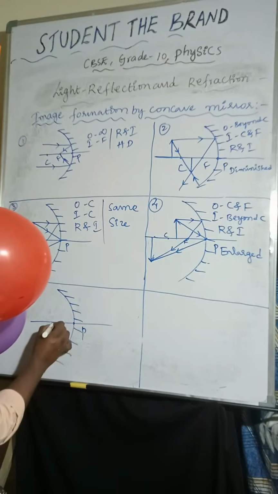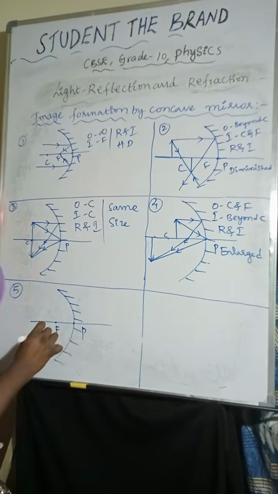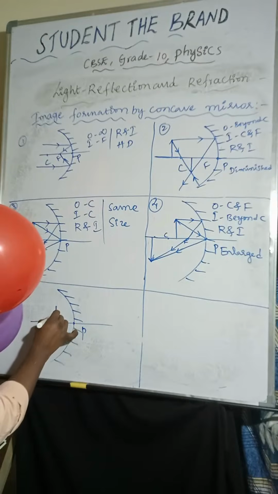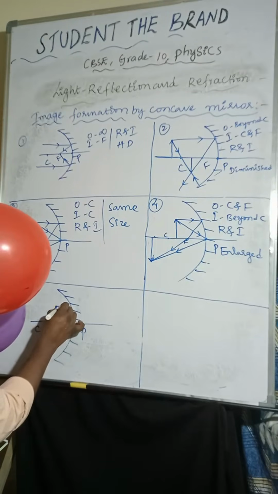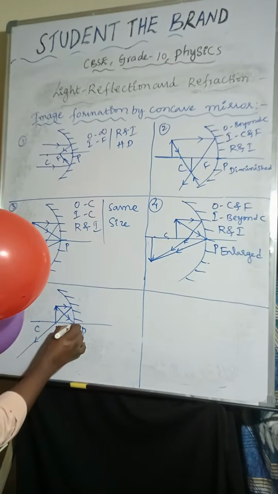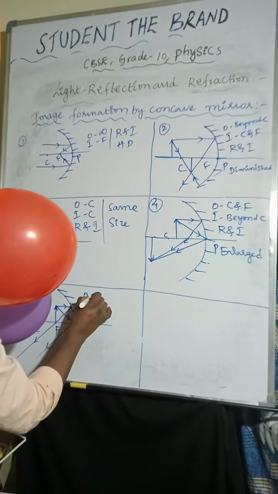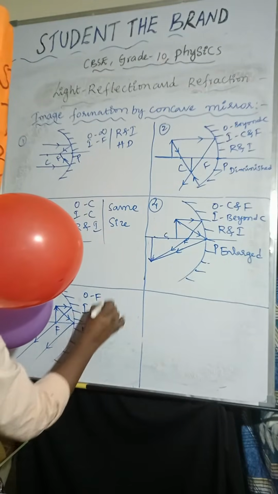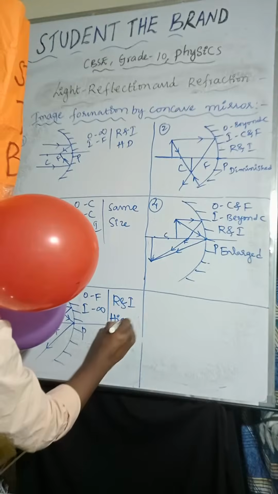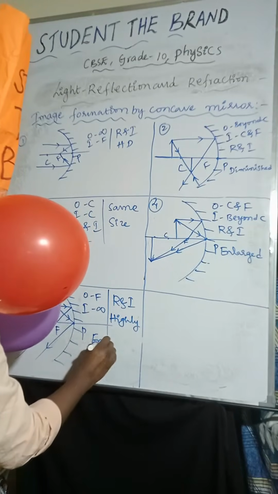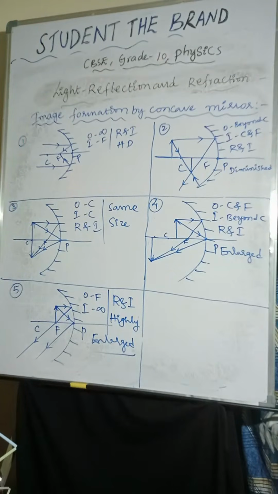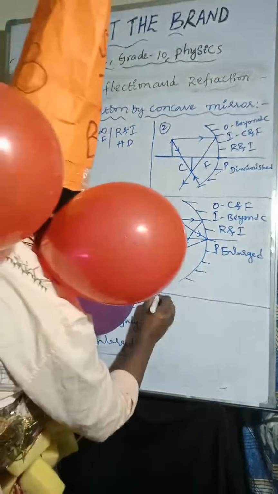Pole, focus, center of curvature. Object is placed at F. So one light ray I am taking like this, it passes through focus. Another light ray is incident at the pole, it reflects back. Object is placed at F, image is forming at infinity. Nature of the image is real and inverted, size of the image is highly enlarged. And coming to the sixth one.